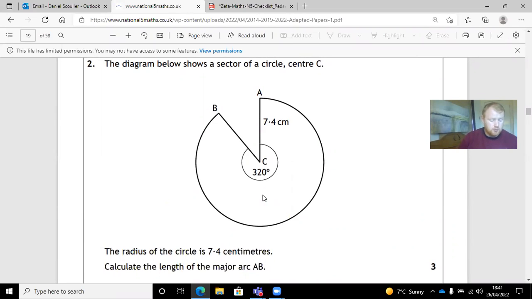Okay, so again, we're using that same equation. Length equals angle over 360 times pi d. We're taking what we need out of it. Okay, so the radius we see there is 7.4. So straight away I know the diameter is going to be double that, which is going to be 14.8. Okay, the angle is 320. And what they're looking for is to calculate the major arc. So we don't need to do anything to the expression in that case.